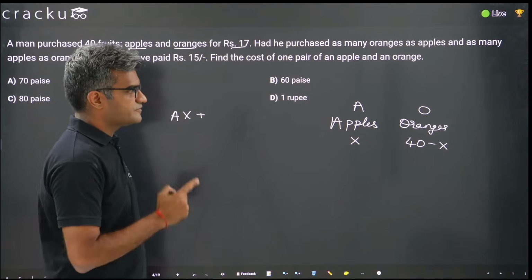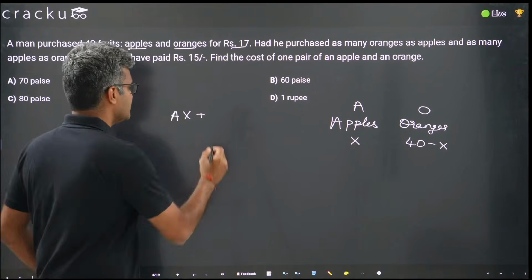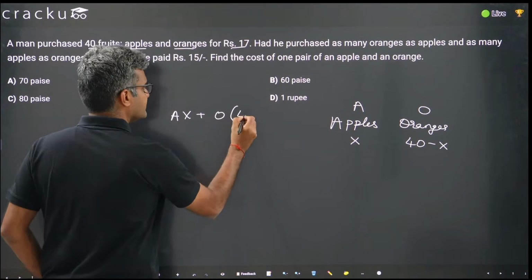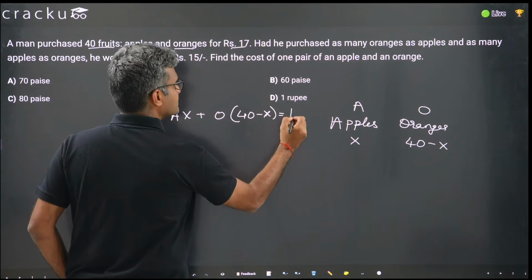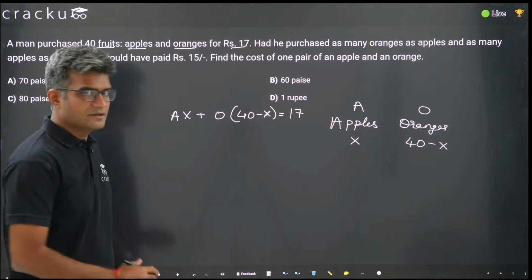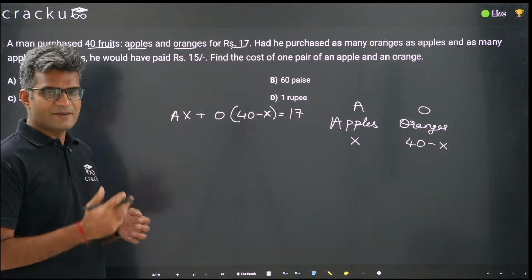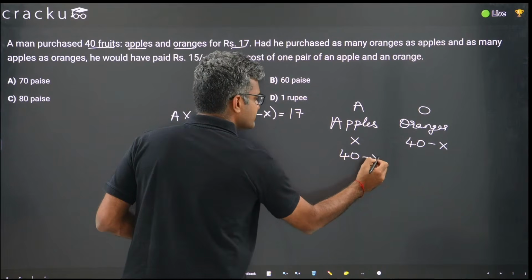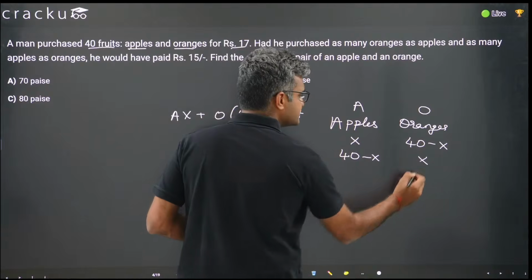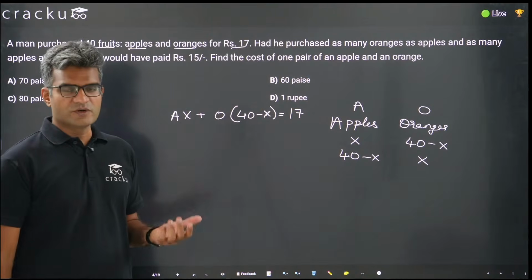What is the cost price of 40 minus X oranges? That will be O into 40 minus X. This will equal rupees 17. Now suppose he interchanges the number of apples and oranges. That is, suppose he buys 40 minus X apples and suppose he buys X oranges. Then what will the total cost be?